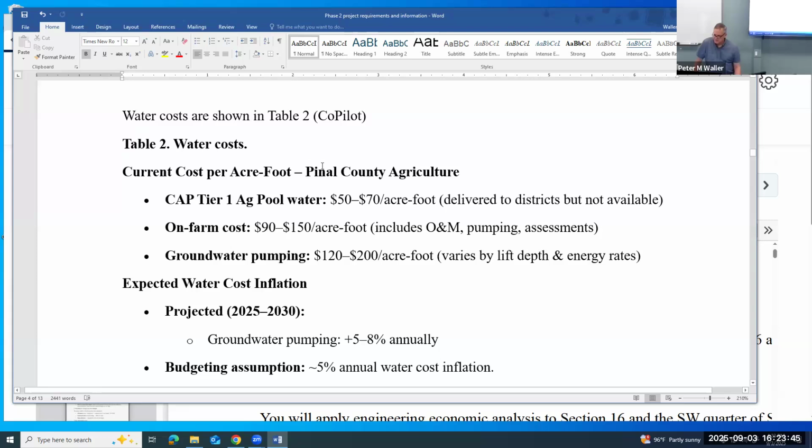Okay, so here's the cost per acre foot, $50 to $70 an acre foot from CAP water, but we don't have that anymore. Here's what they say is the on-farm cost for Pinal County, $90 to $150 an acre foot. So they're including operation and maintenance, pumping and assessments. So it's not just the $55, I guess. Oh, and groundwater pumping, they're saying $120 to $200 an acre foot. Varies by lift depth and energy rates. I'm surprised it's a little higher than what we calculated before. But anyway.